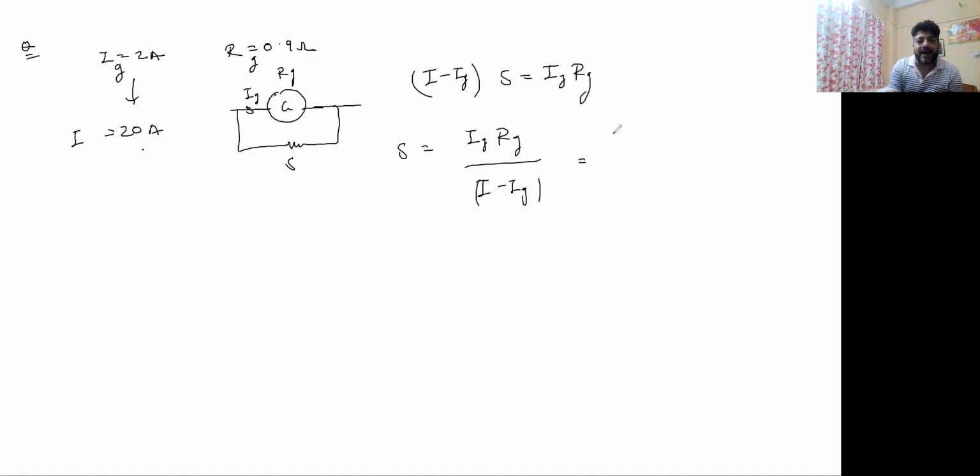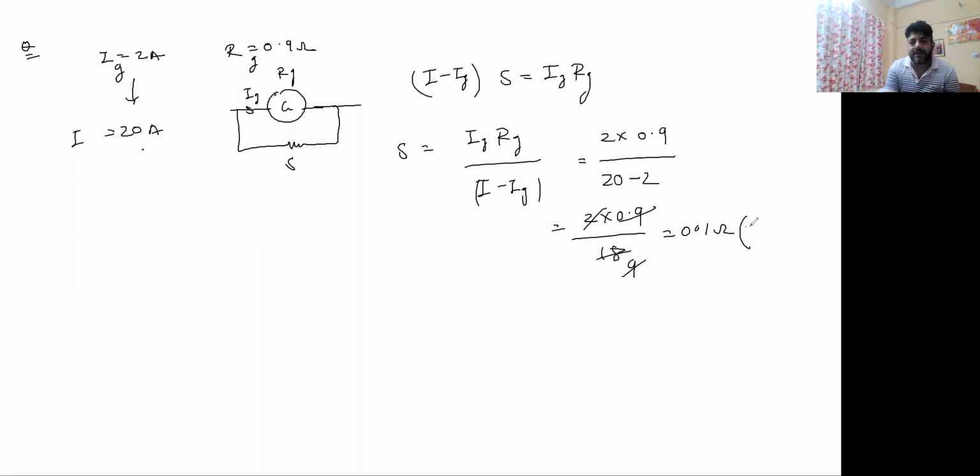So now put the value. Ig is 2, Rg is 0.9, I is 20 minus 2, that is 2 into 0.9 by 18. So you can write this, 0.1 ohm. Shunt resistance means you connected where? Parallel. Okay, sir. This is 0.1. So you understand that question?